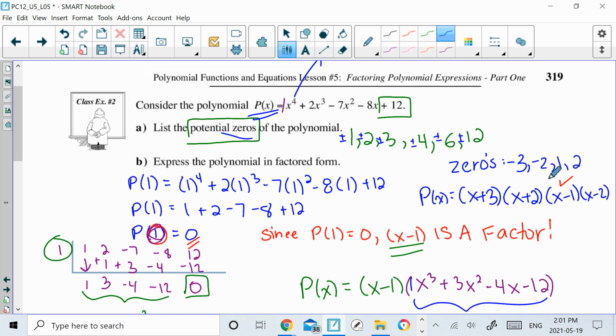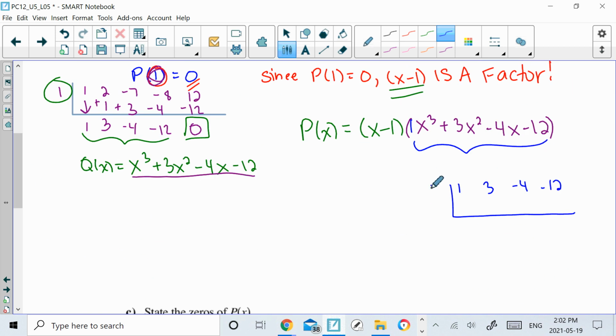So I'm going to go to a different 0, and I'm going to say 2. So I'm going to put the 2 here. Watch what will happen when I put the 2 there. If I carry out my synthetic division, I drop the 1. 2 times 1 is 2. Add, and you get 5. 5 times 2 is 10. Add, and you get 6. 6 times 2 is 12. Add, and you get 0.